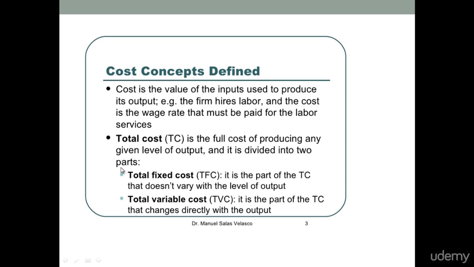Cost concepts: let us define what cost is. Cost is the value of the inputs used to produce output. For example, the firm hires labor and the cost is the wage rate that must be paid for the labor services. Okay. The total cost is the full cost of producing any given level of output, and it is divided into two parts: total fixed cost and total variable cost. Total fixed cost is the part of the total cost that doesn't vary with the level of output, and total variable cost is the part of the total cost that changes directly with the output.